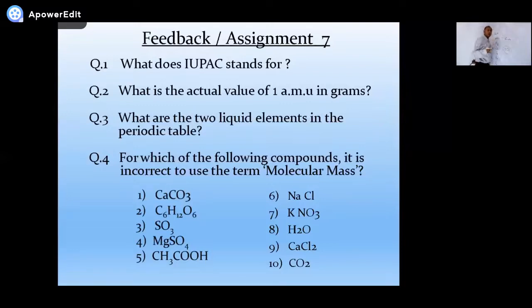So in question number 4, you only have to identify for which compounds you can use molecular mass and for which you can't use the term molecular mass. And if you are responsible enough, intelligent enough, you can find out the molar masses of these compounds just for yourself.